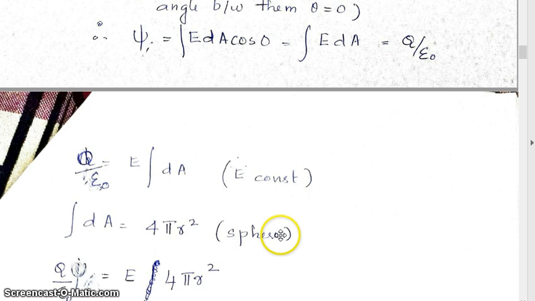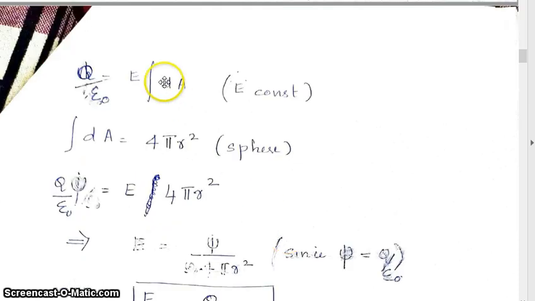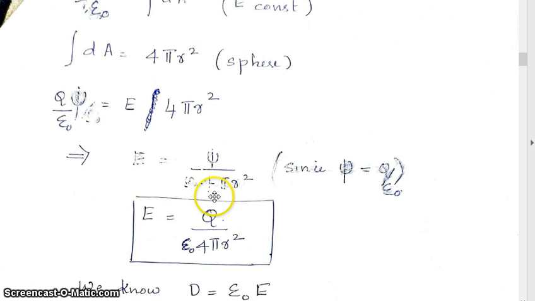So since we are using a spherical Gaussian surface, you know integral of dA equal to 4 pi r square. I am substituting it. Q by epsilon 0 is equal to E into 4 pi r square. From that I can find out E, that is equal to Q by 4 pi epsilon 0 r square. This is your electric field intensity.